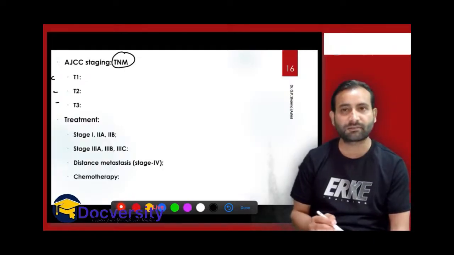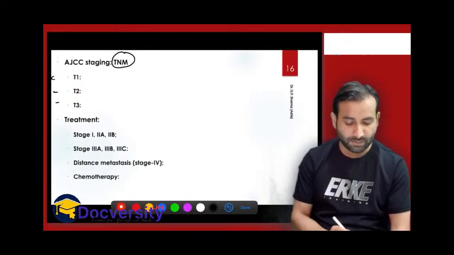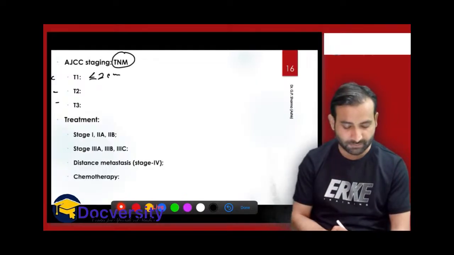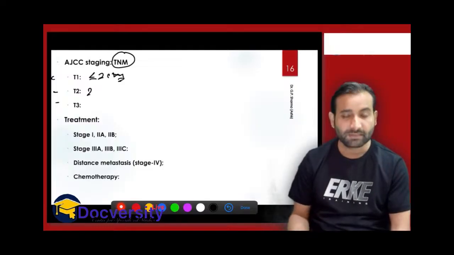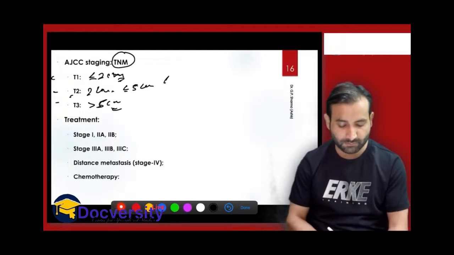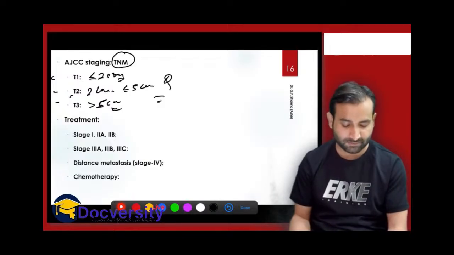AJCC staging of the breast cancers, among the T, N and M, we just see the T staging over here, right? So in this T staging, T1 means the size of the cancer is less than or equal to 2 centimeter, then we say this is T1 stage, right? And if it is more than 2 centimeter up to 5 centimeter, this is a T2 stage. And if it is more than 5 centimeter, we say this is what? The T3 stage. Remember, these are the questions for exam, right?